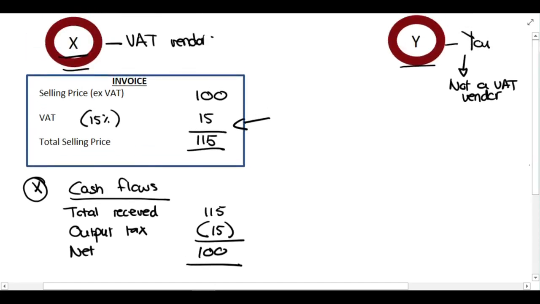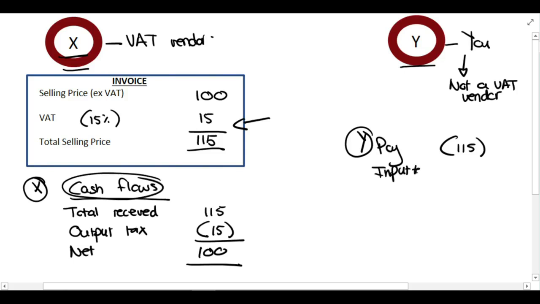From your perspective, Y, you will pay 115 rands. It's negative because that's what you're paying, a negative outflow. Input tax is tax that you can claim. Can you claim it? You can't claim it because you're not a VAT vendor, you and me. So that means that the net amount is 115 rands that flows out from you. That's how much it costs you.